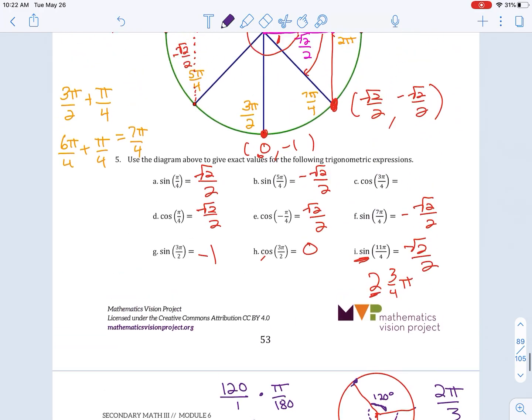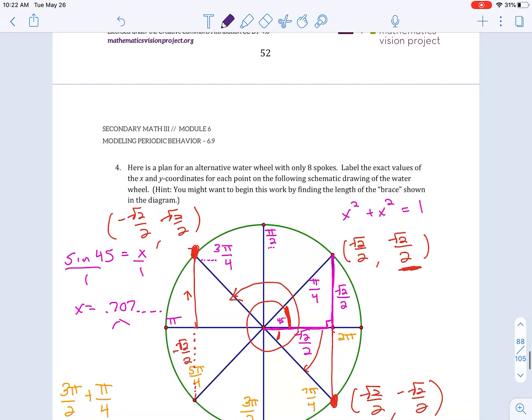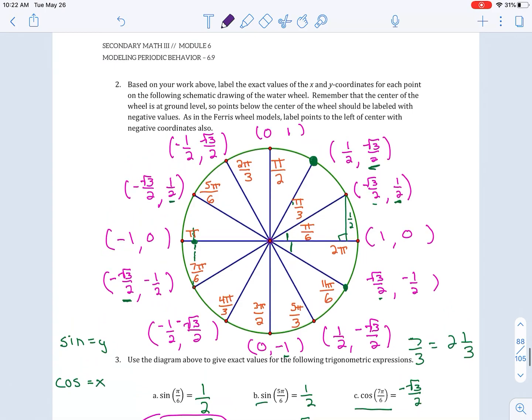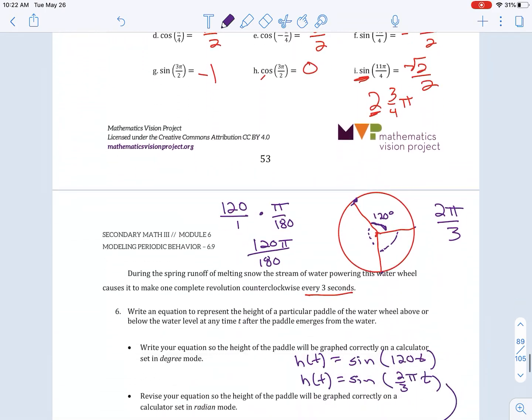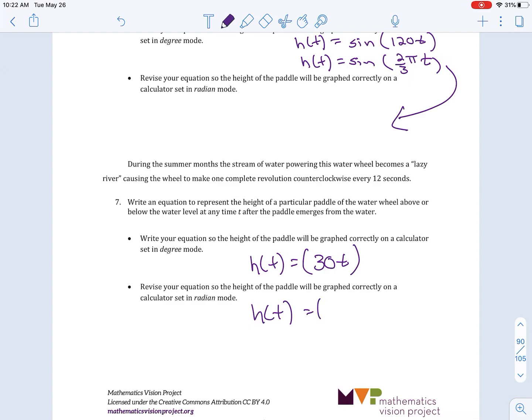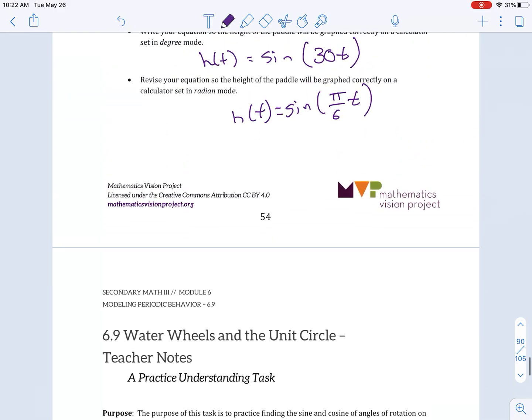And then what was 30 degrees, if you remember, in radians? Well, 30 degrees in radians would be, if you haven't memorized it already, pi over 6. So this would be pi over 6 t, the sine of that. So it would be h of t equals the sine of pi over 6 t. Okay, there we go, and that is it. That is the end of the 6.